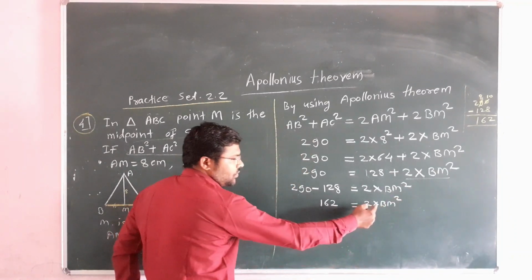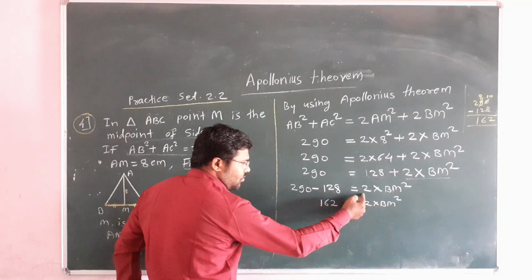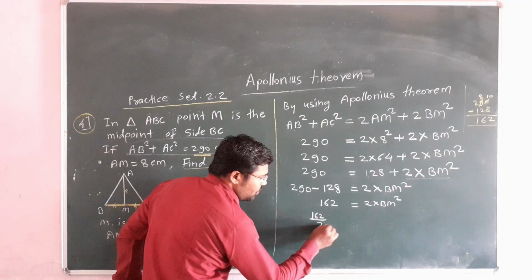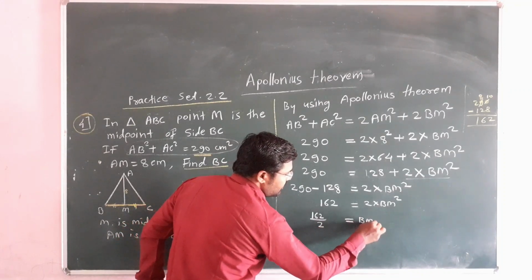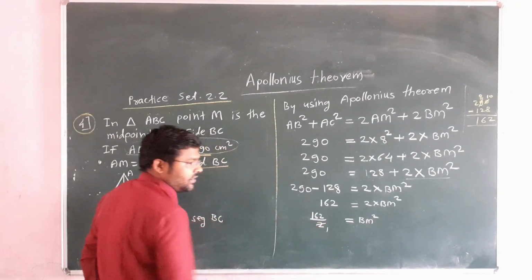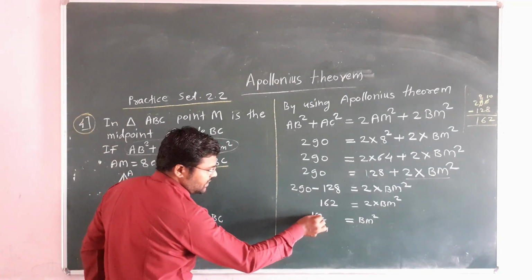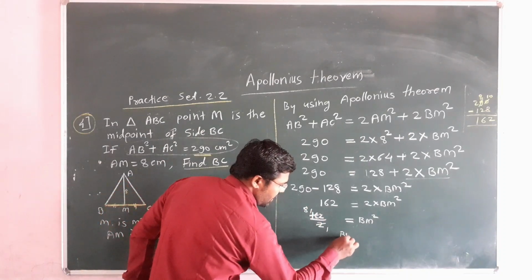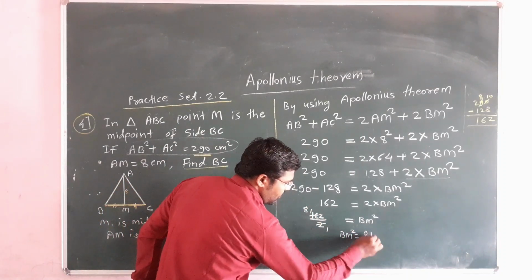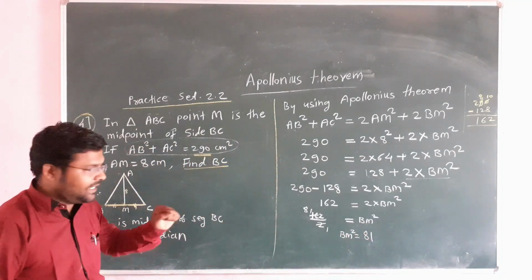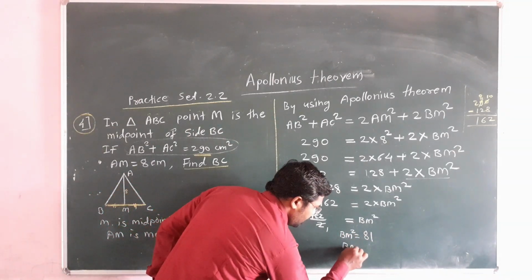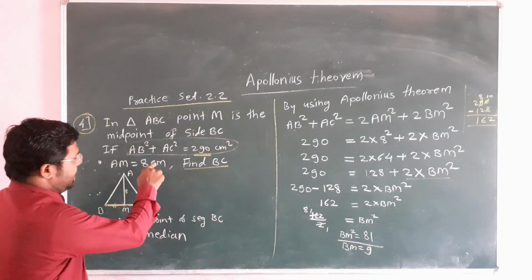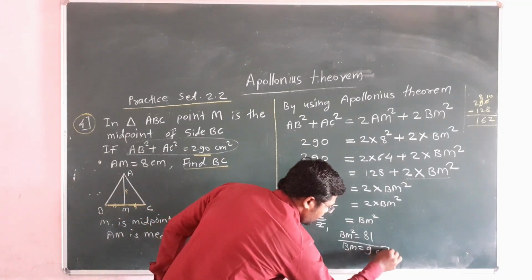Now 2 on the right hand side is multiplied, so on the left hand side it will be divided. So 162 divided by 2 is equal to BM square. 2 ones are 2, then 6, 2 8s are 16, 2 ones are 2. So BM square is equal to 81. 81 is the square of 9. So the answer is BM is equal to 9. What unit? The unit is given as centimeter. So write here centimeter.